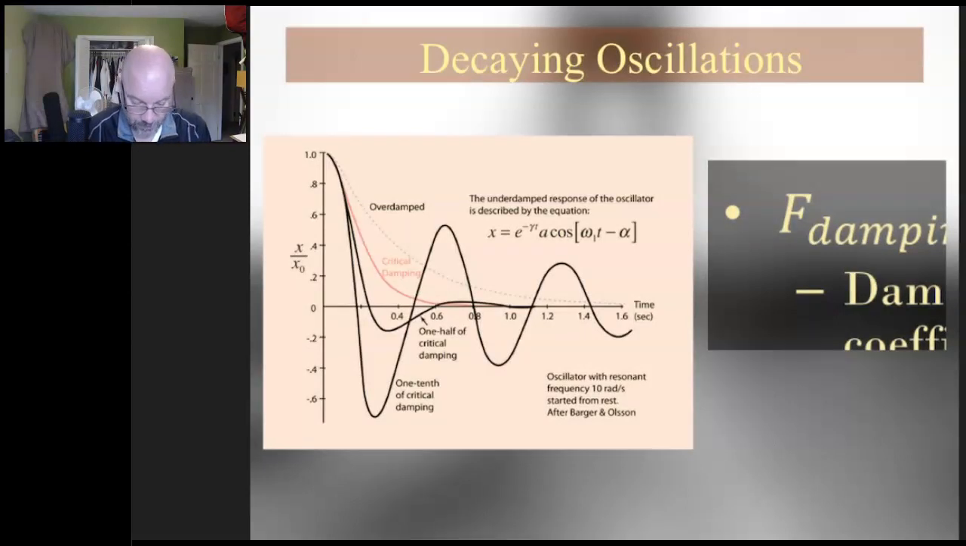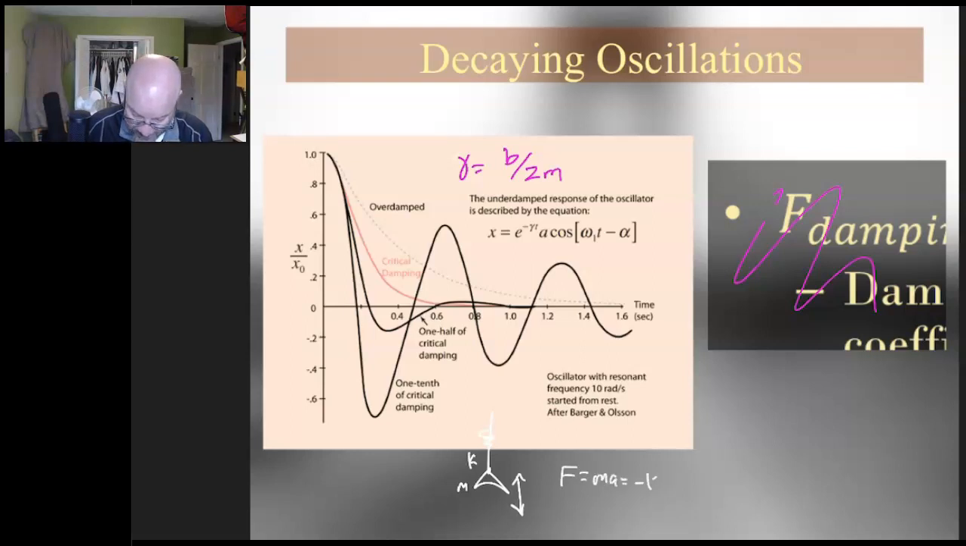Okay. So let me write that back down again. My program didn't translate very well for some reason. So gamma is B over 2m. If we've got a spring and a mass, there's a certain spring constant K, a certain mass M. This thing's going to go up or down, and we can describe F equals MA as minus KX.